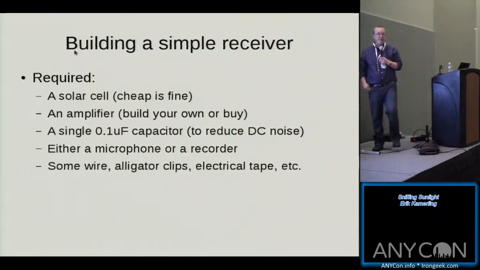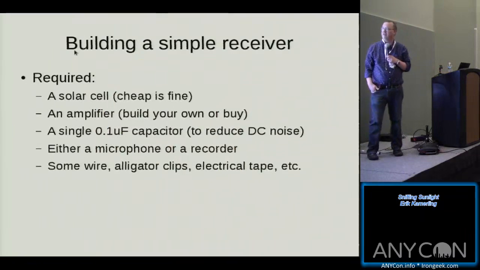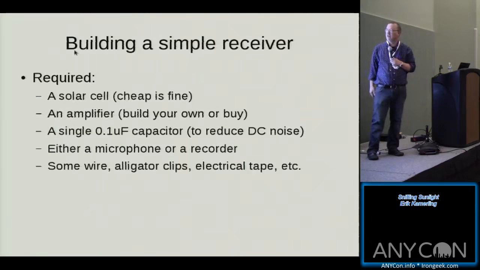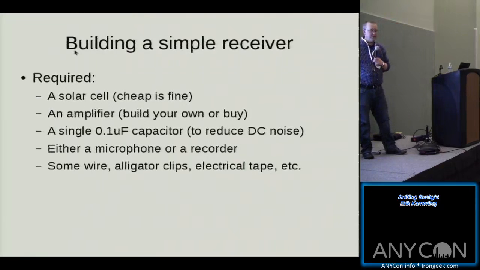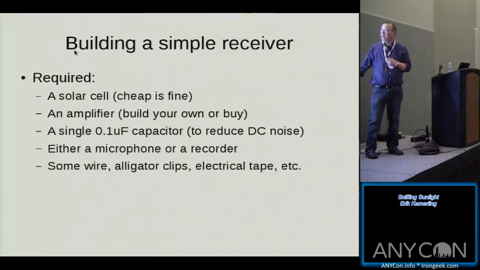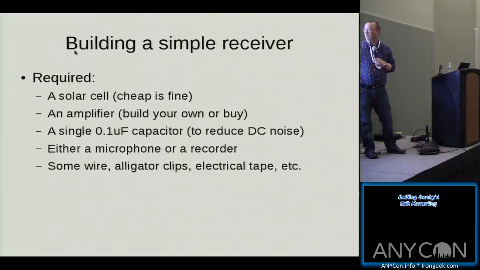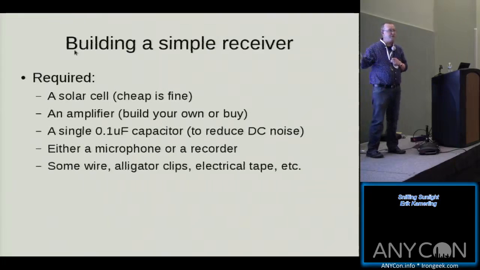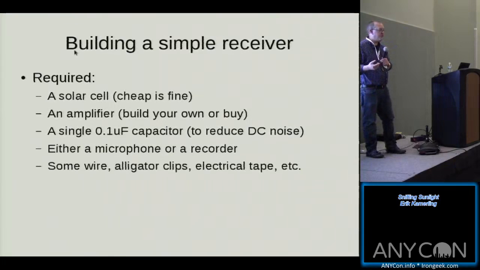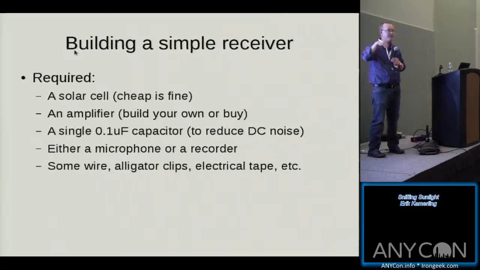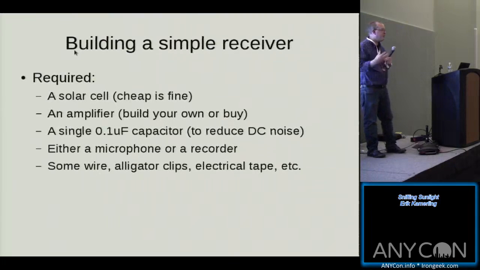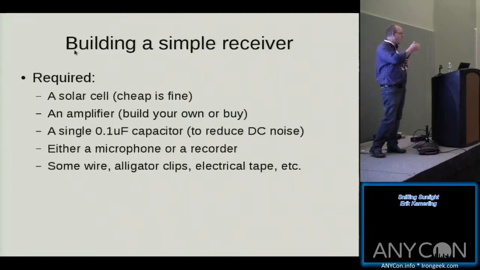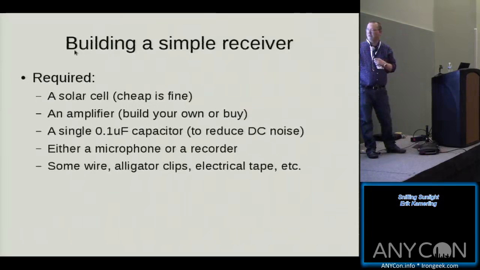So building a simple receiver, what's involved? Well, you need a solar cell to build a receiver. You need an amplifier, which I'll show you a couple. You need a single 0.1 capacitor to reduce the DC noise that's coming off of the solar panel that you're using, because solar panels are outputting electricity at all times, right? So you don't want that. It's just going to be noise. In fact, you'll hear some of the buzzing and whizzing and whirring in some of these audio samples.